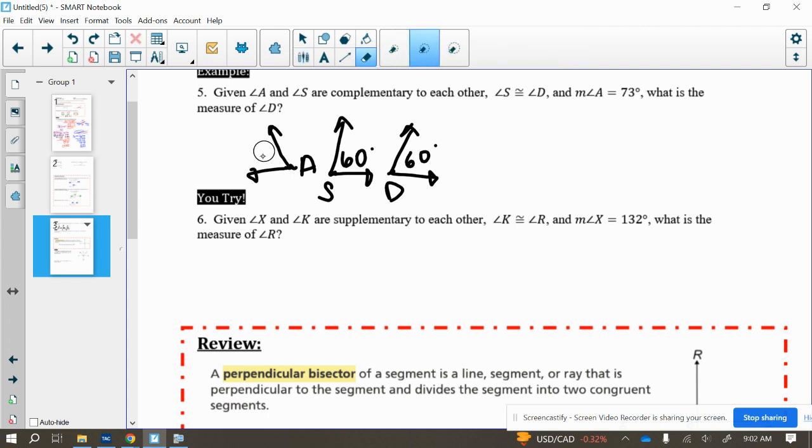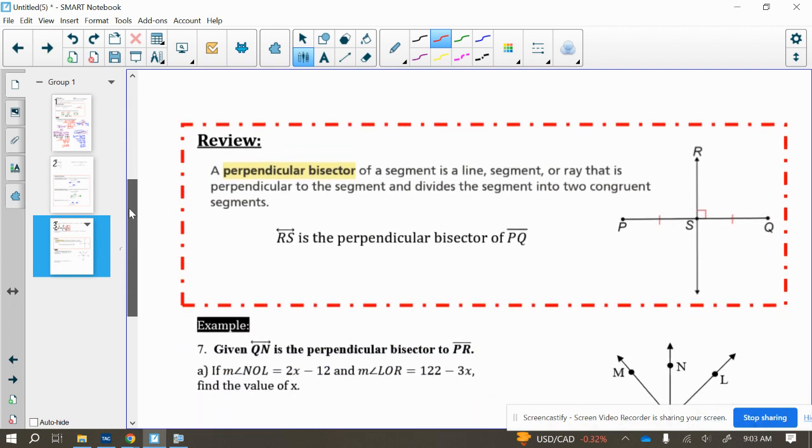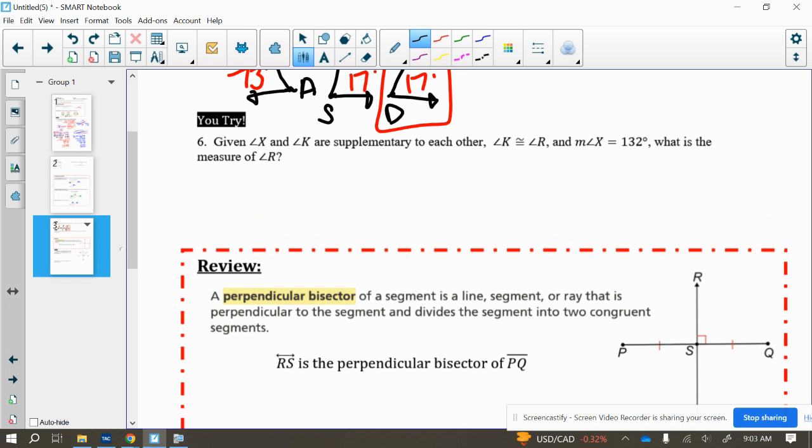Now, they're changing it up and actually giving us a picture and saying, okay, angle A is 73 degrees, which again means my buddy angle S is complementary to that. 90 minus 73 is 17. I know these two are the same size, so they'd have to be congruent to each other. Angle D would have to measure 17 degrees. So try this on your own with this angle here, S.